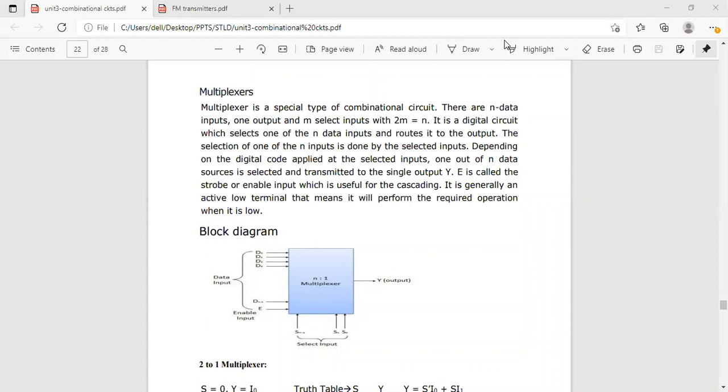So in previous classes, we discussed encoders and decoders. These are combinational circuits used for digital data transmission. Two more circuits which are used for the transmission of digital data are called multiplexers and demultiplexers.